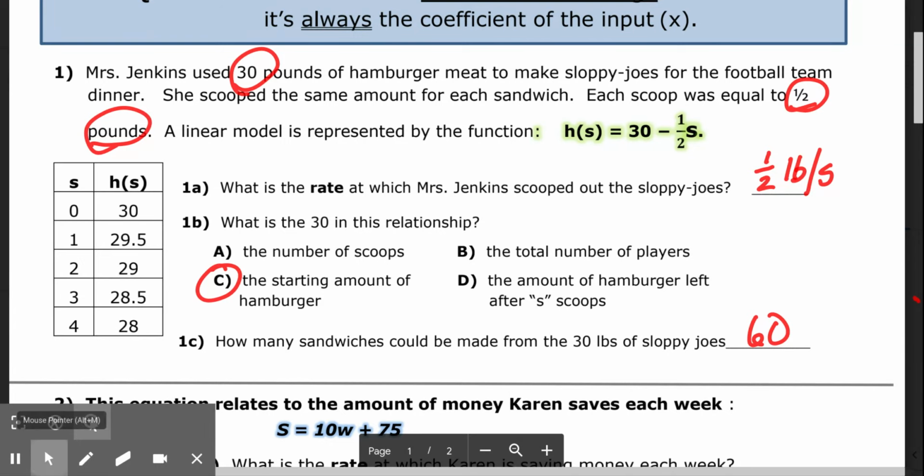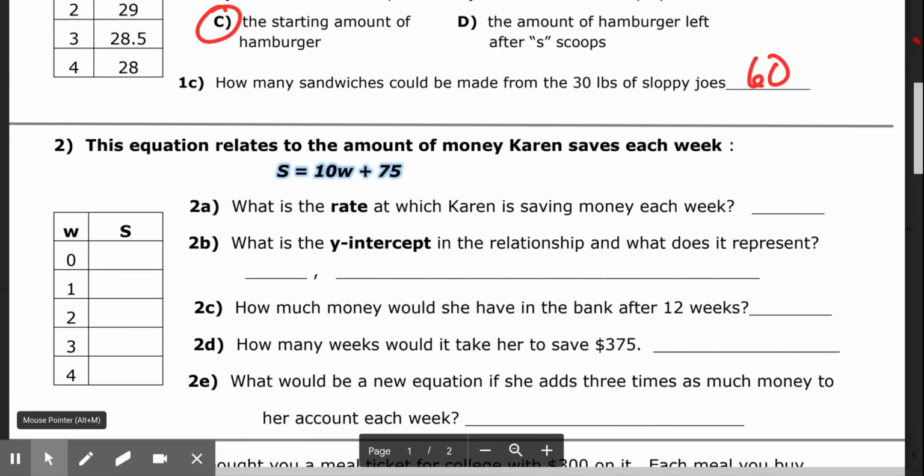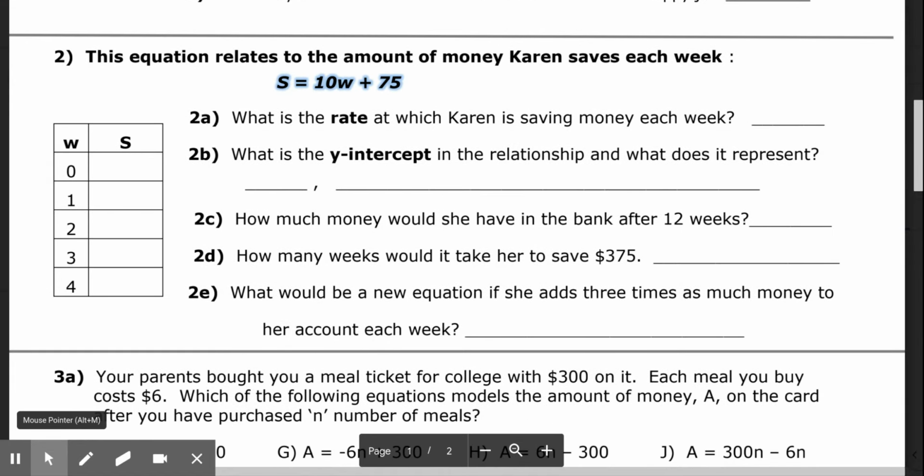All right, let's take a look at problem 2. This equation relates to the amount of money Karen saves each week. So you have S equals 10W plus 75. What is the rate at which Karen is saving money each week? It's $10. If there's a variable with that number, that is always your rate. So it's $10 per week. What is the y-intercept in the relationship, and what does it represent? It's 75, and it represents the beginning amount, her starting amount. That's what she had in her savings account.